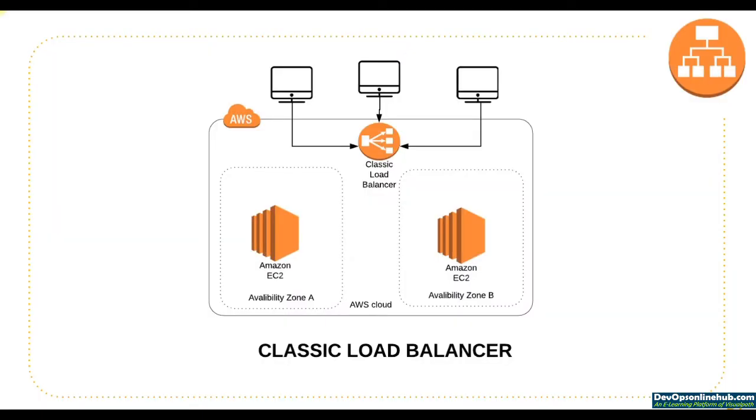So this diagram may help you understand. You have a classic load balancer. The user will access this load balancer and it's going to route the request to either an instance in one zone or another instance in another zone. So instances can be in the same zone or they can be in different zones.